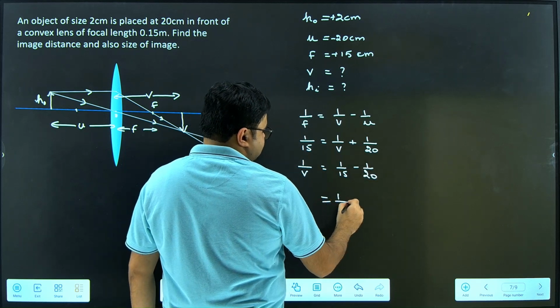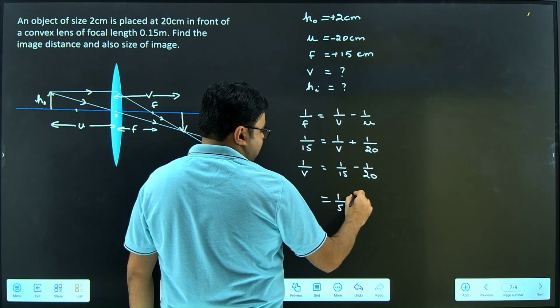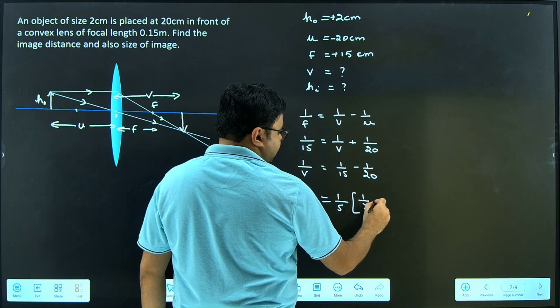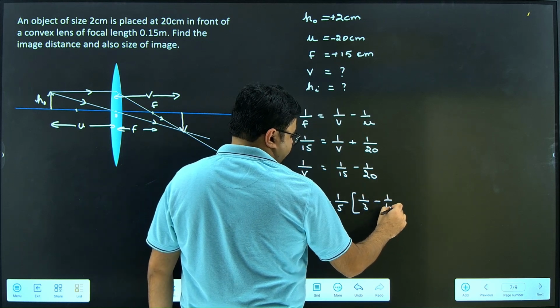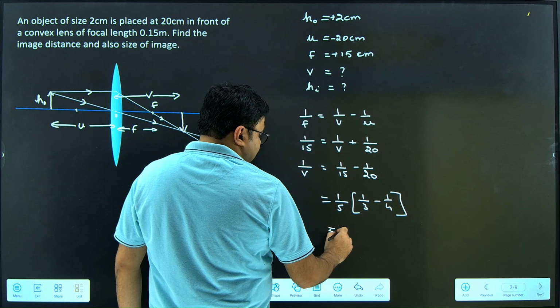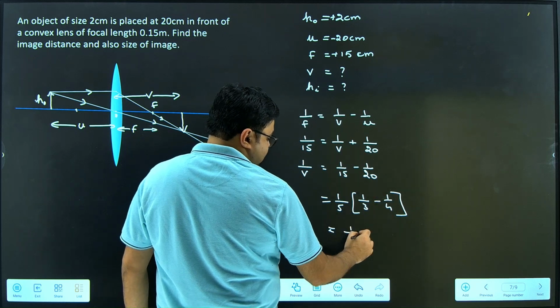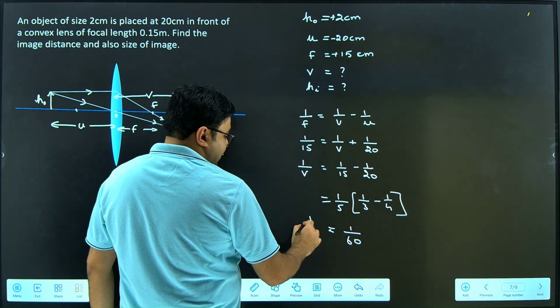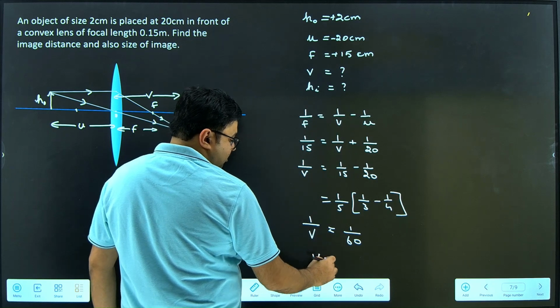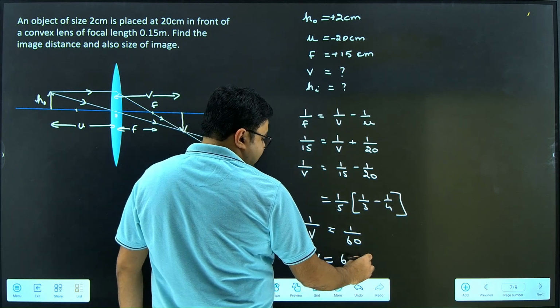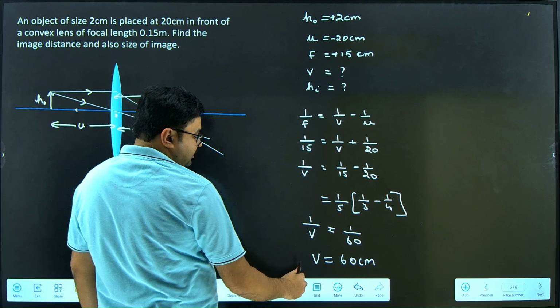For simplification, you can definitely pull out 5 as a common factor, and you will have 1 by 3 minus 1 by 4. And this, after simplification, is going to be 1 by 60. That's 1 by v. Now what does v become equal to? v becomes equal to 60 centimeter, because we substituted in centimeter.